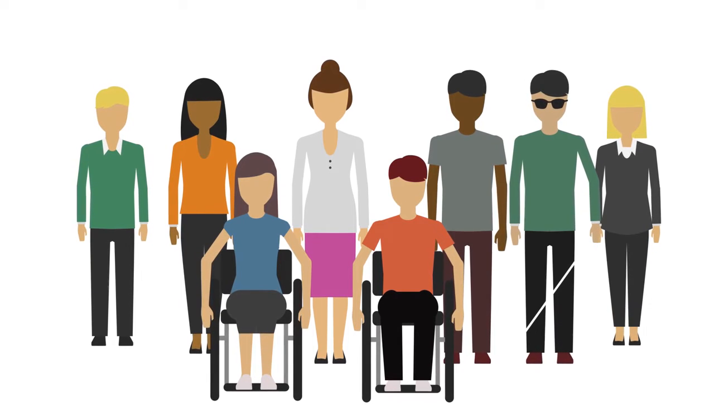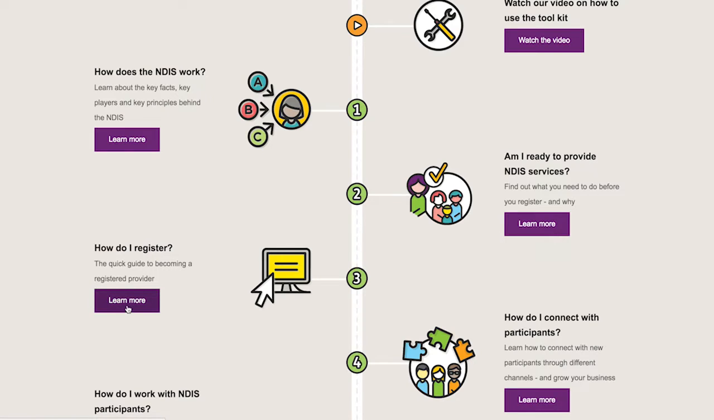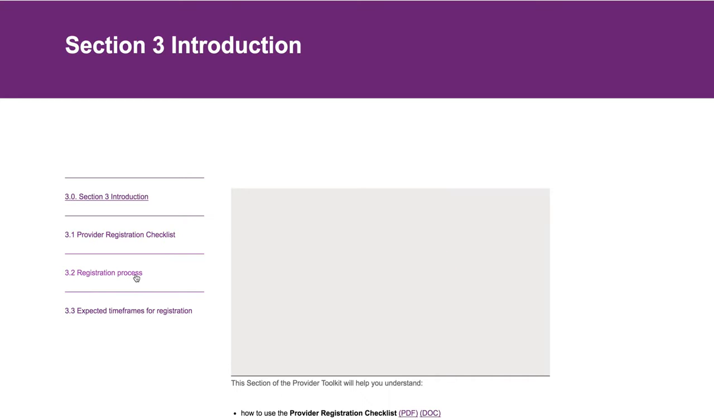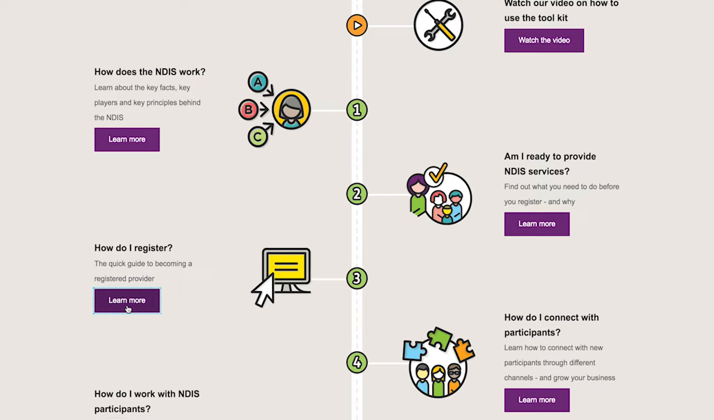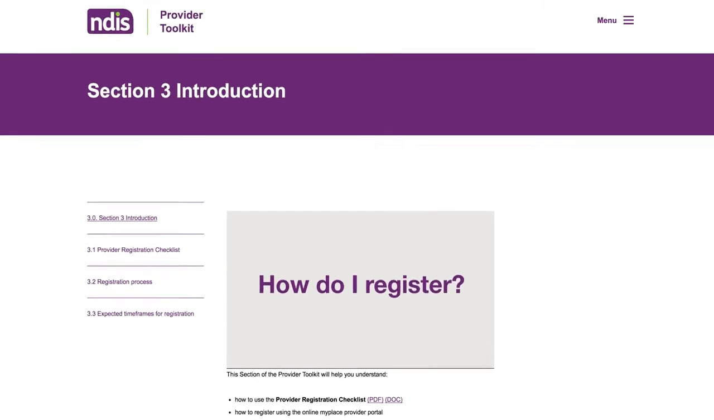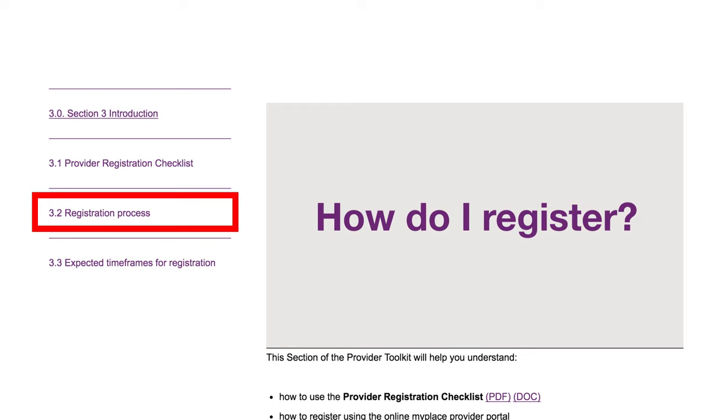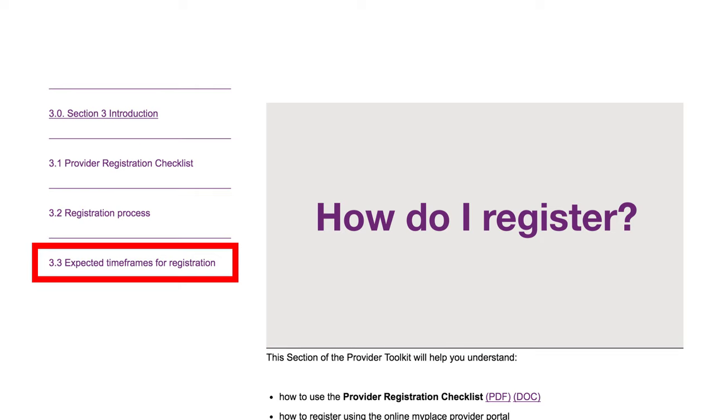control over their lives. This overview of Section 3 of the Provider Toolkit shows you how to use this section to register, where to find the registration checklist, and explains roughly how long the whole process will take. The How Do I Register section of the Provider Toolkit includes the registration checklist, the registration process, expected timeframes.